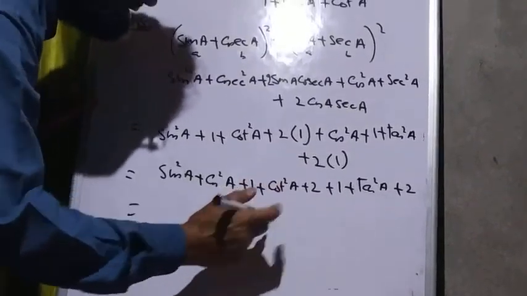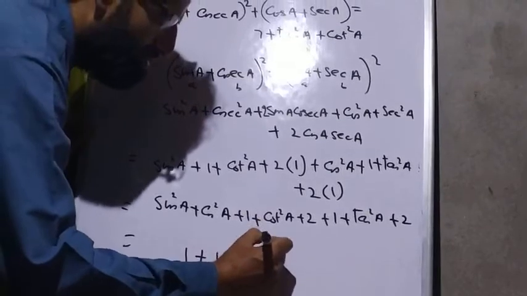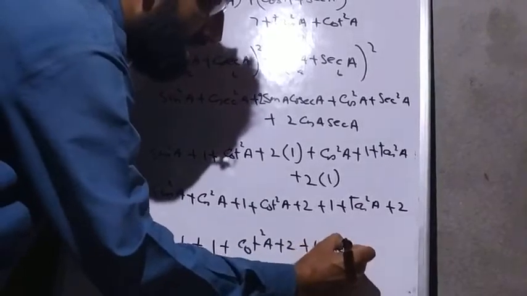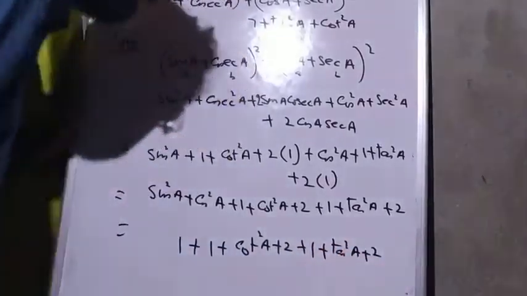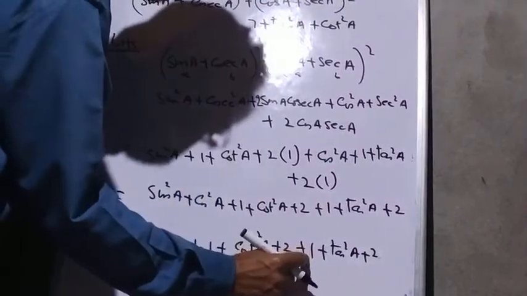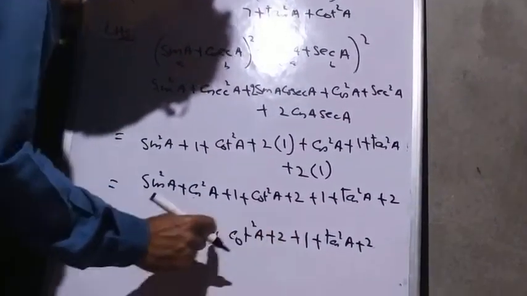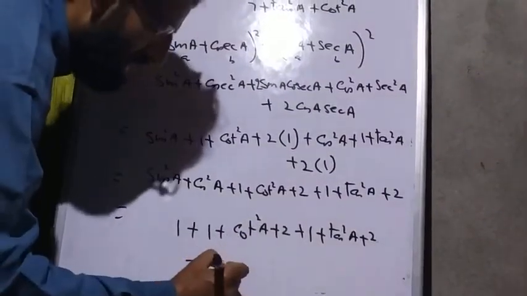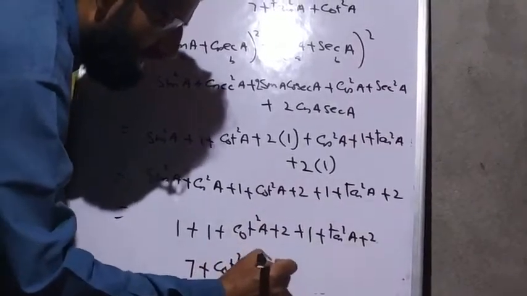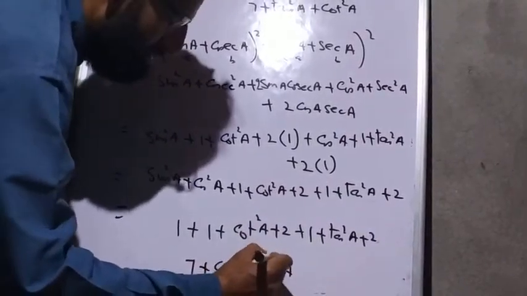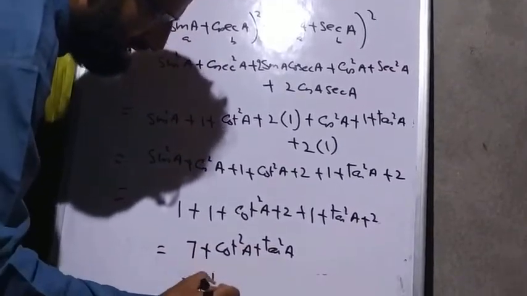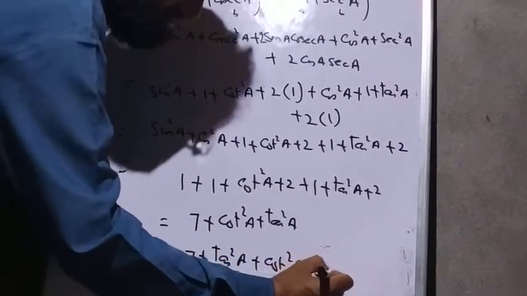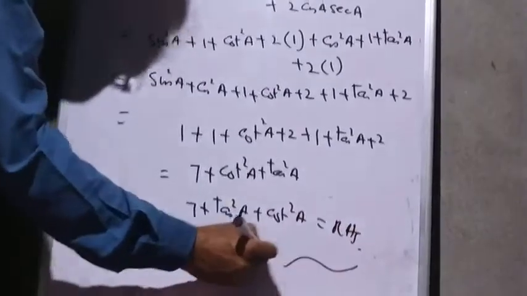Now sin square A plus cos square A is 1, this is the fundamental identity, plus 1 plus cot square A plus 2 plus 1 plus tan square A plus 2. So this is 2 plus 1 is 3, 3 plus 2 is 5, 5 plus 1 is 6, 6 plus 1 is 7. So this is 7 plus cot square A plus tan square A, or you can write 7 plus tan square A plus cot square A, which is our right hand side. So this was to be proved.